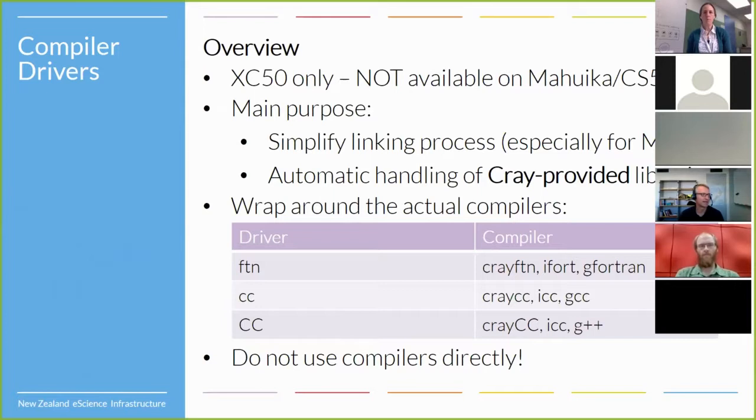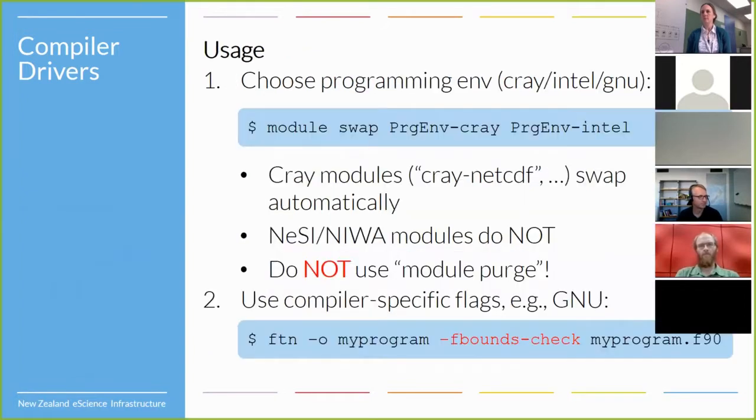Just once again, when you build code on the XC50, please only use the compiler drivers. You can, in principle, use the compilers directly, but you'll very likely be in a lot of trouble when you try to run that, if it compiles at all. So it is best to only use the compiler drivers. Just use ftn for Fortran code, cc in lowercase for C code, and CC in uppercase for C++. Under the hood, the driver will talk to the actual compilers listed here on the right-hand side. If you want to choose a compiler, use module swap, as you see here in the blue box at the top.